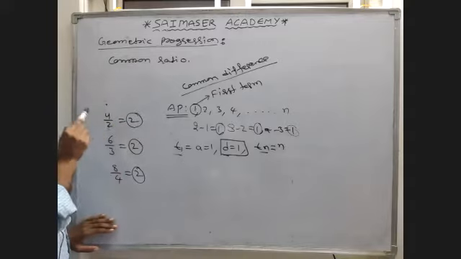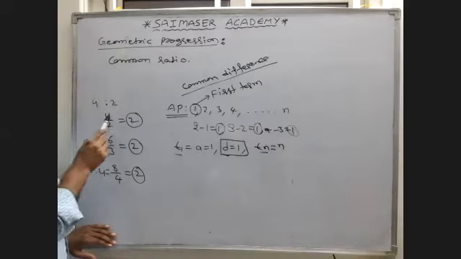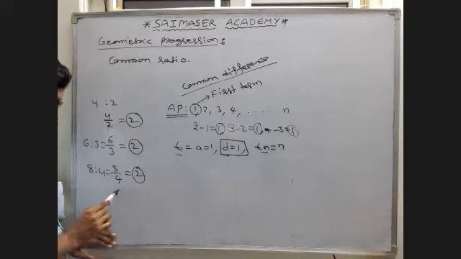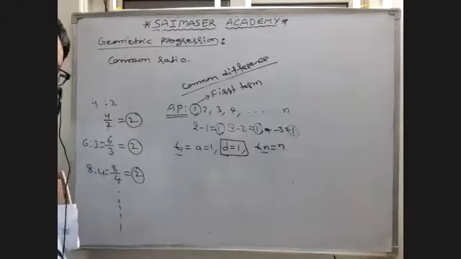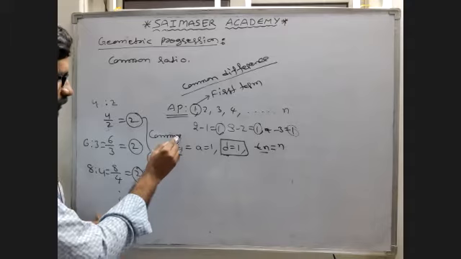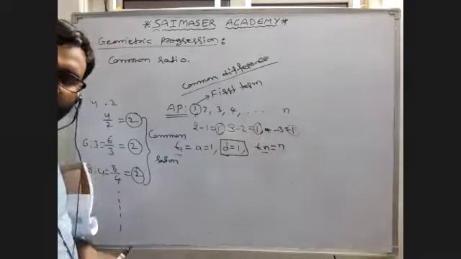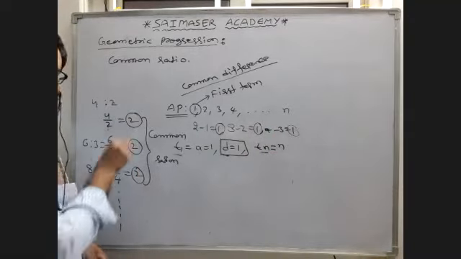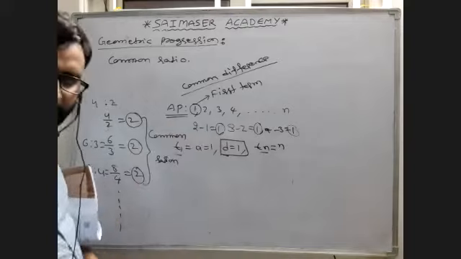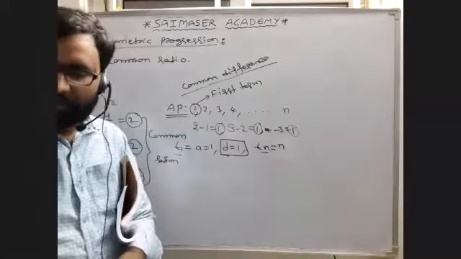Ratio means division only. 4:2 means 4 by 2, 6:3 means 6 by 3, 8:4 means 8 by 4. So 4 by 2 is 2, 6 by 3 is 2, 8 by 4 is 2. Like this, we can write more numbers to get 2 as the common ratio. If you take any series and the ratio is the same, that is, the common ratio is the same, then that progression is called geometric progression.